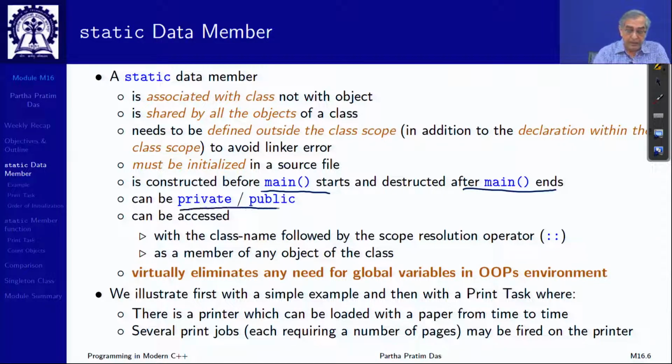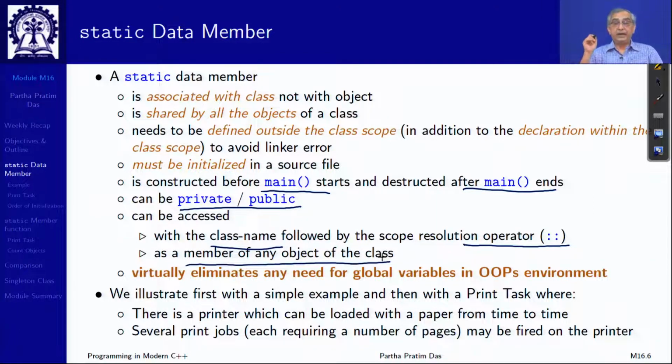A static data member, like a non-static data member, can be private or public. Now, since it is a static data member, it is not dependent on the instance of the object. So, it is possible that I can access a static data member by just using the class name, that is the fully qualified class name colon colon the static data member name. Alternatively, I can also access a static data member using an object, by just using object dot this member.